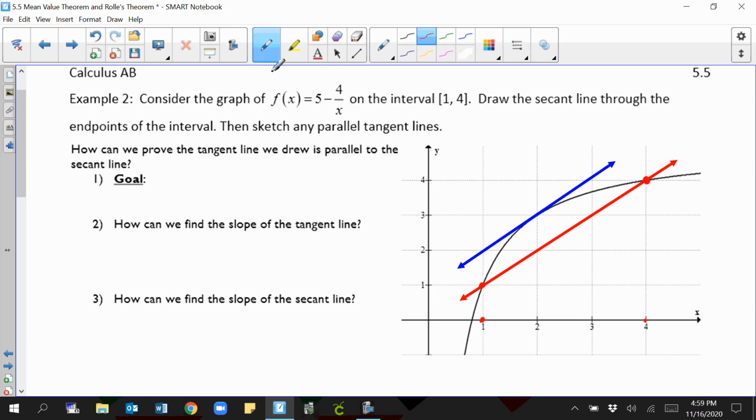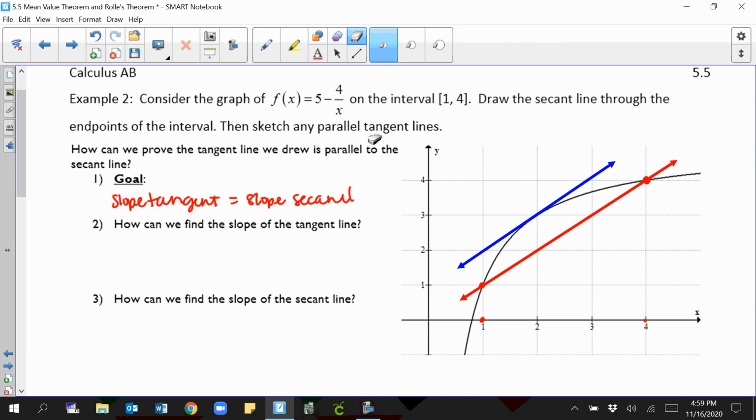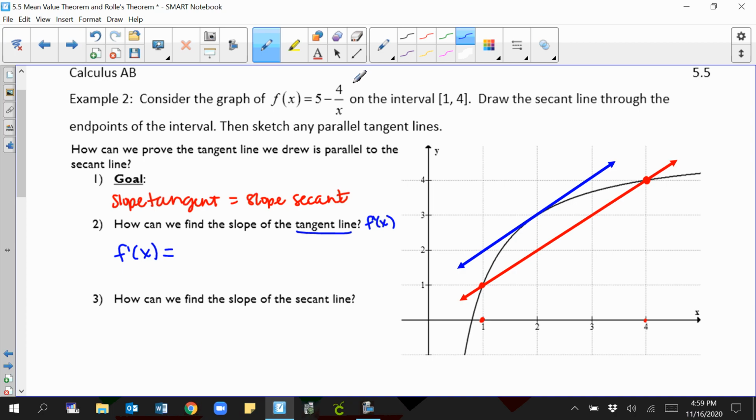So once again, our goal is to show that the slope of the tangent line equals the slope of our secant line. Ooh, I cannot spell today, secant line. So how can we find the slope of our tangent line? Our tangent line is going to be our derivative. So let's find our derivative. I'm going to rewrite this as 5 minus 4x to the -1 power.